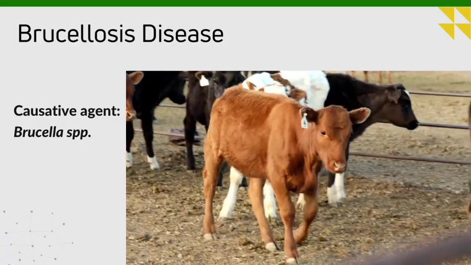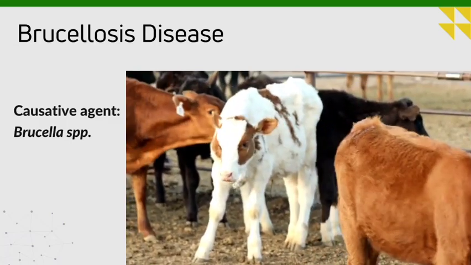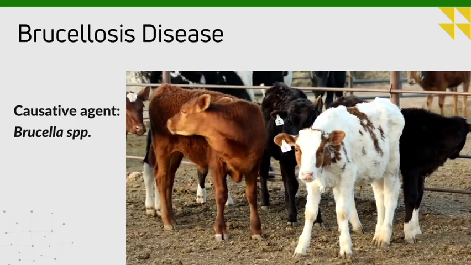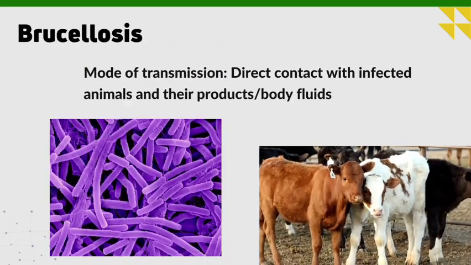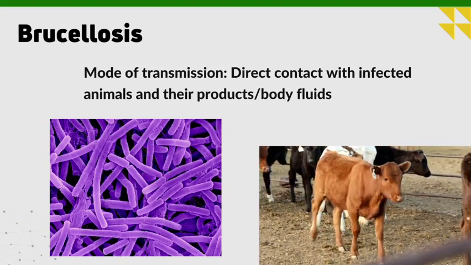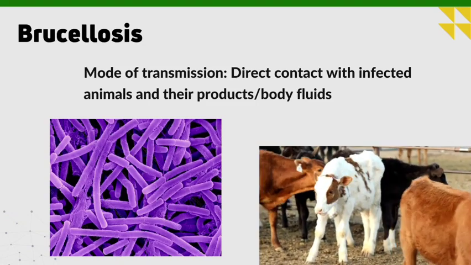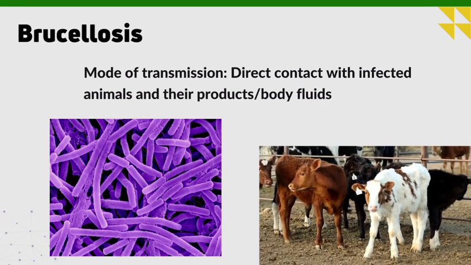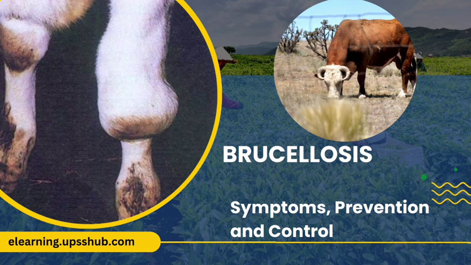Next is brucellosis. Now, brucellosis is caused by the bacteria known as Brucella spp, most especially Brucella abortus. Now, brucellosis is also zoonotic. It can be transferred from the cattle to humans. Now, mode of transmission is by direct contact with infected animals and their products.